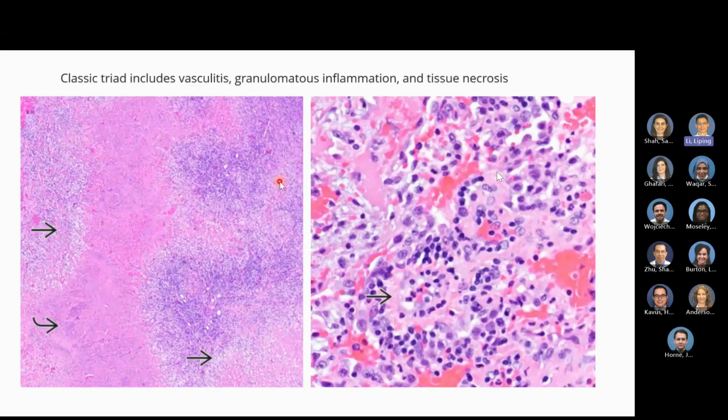So the classic triad of this diagnosis is vasculitis, where we can see some vessel damage by inflammatory cells, and then fibrinoid necrosis material, and then we may see some granuloma, not well-formed granuloma, and then tissue necrosis.